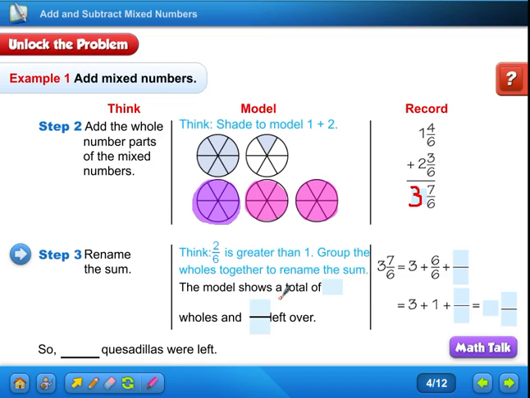The model shows a total of how many wholes? 4 wholes. 1, 2, 3, 4. And how many were left over? Just 1/6. So what they have done is they wrote it like this. So that's your answer, 4 and 1/6.